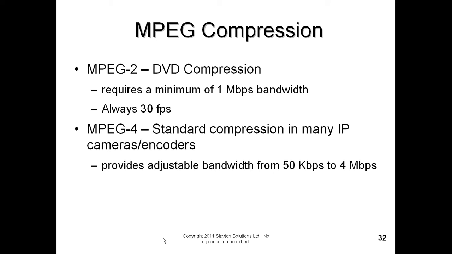MPEG-4 was very popular for a while because it provided adjustments. You could have a reduced frame rate, so you could have fewer frames per second, and you could adjust the bandwidth from 50 kilobits to 4 megabits. And if you can do something at 50 kilobits, that's going to come to a customer's iPhone. That's dial-up speed, so we can really lower the bandwidth. Remember, when we lower the bandwidth, we're going to reduce the frames per second. The image quality is not going to be that great, but we could get images at a bandwidth as low as 50 kilobits per second.